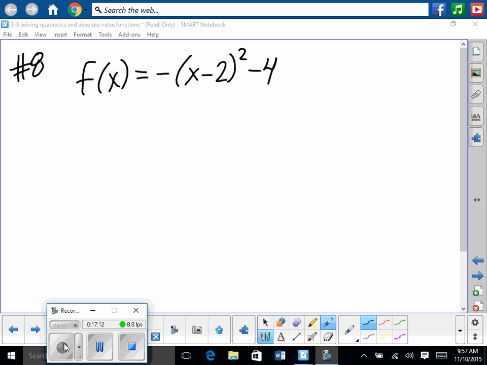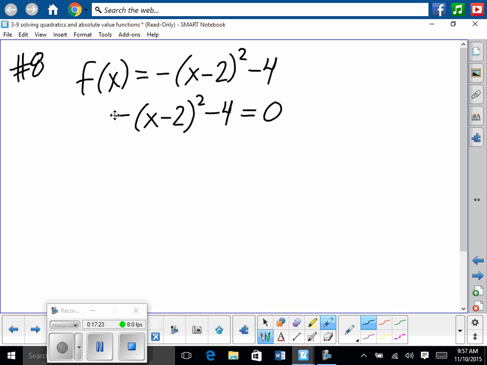Here we go. Watching this carefully. So first things first, we set it equal to 0. So we have negative x minus 2 squared minus 4 is equal to 0. Right? Yep. So then from there, we'll do what? Nope. Add 4 to both sides. So we have negative x minus 2 squared equal to 4. Then we will do what?